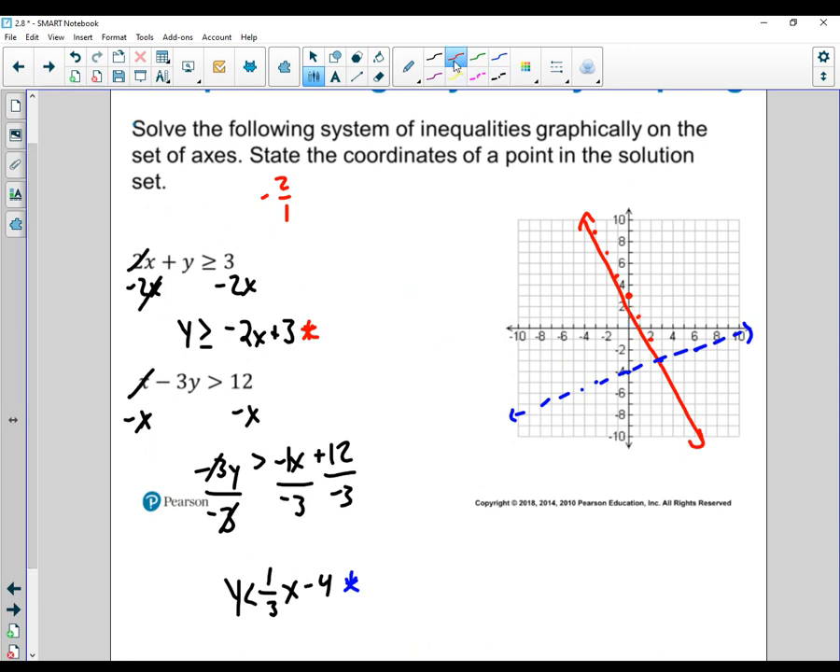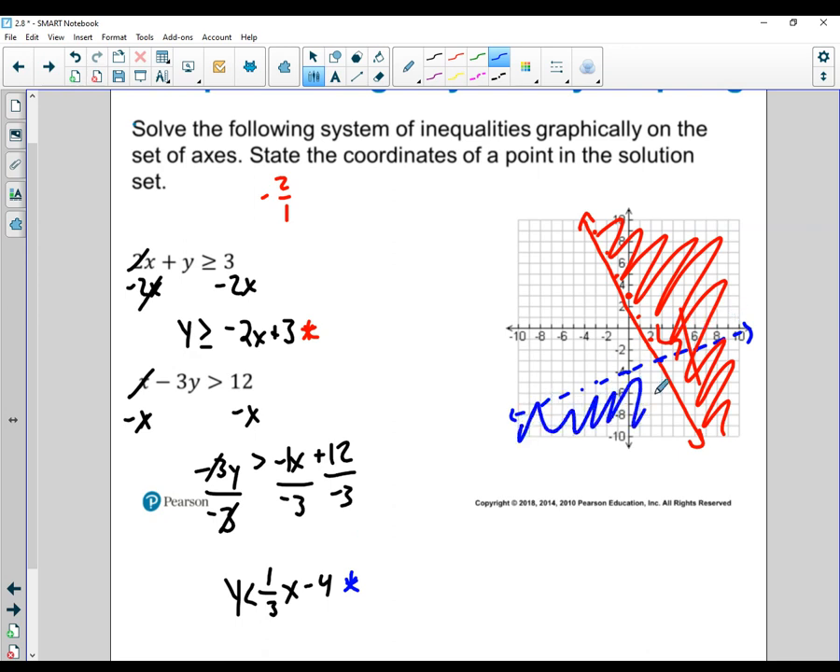Okay, and now I'm going to do the shading. So y is greater than, here's our red line. We want all the y values greater than, so we're going to go above this line. All right, here's all the values above. And now for the blue line, we want y is less than, so we want all the values below this blue line. So we're going to go under. And then we want the area where both of these inequalities are true, or where they are both shaded, which is right here.